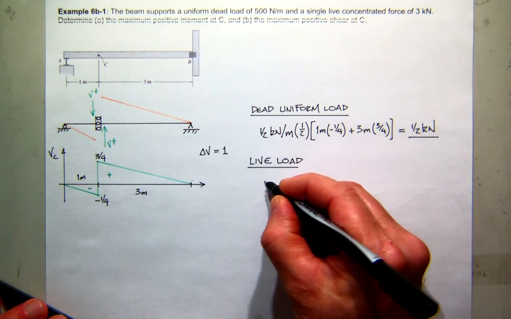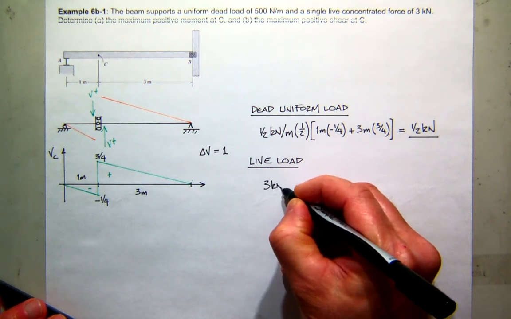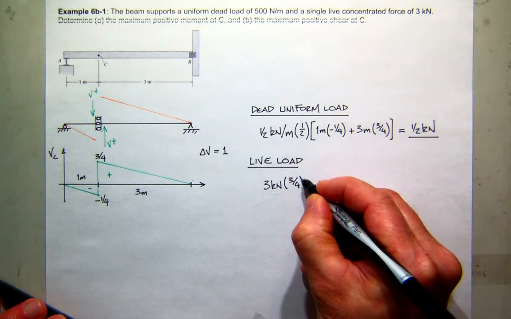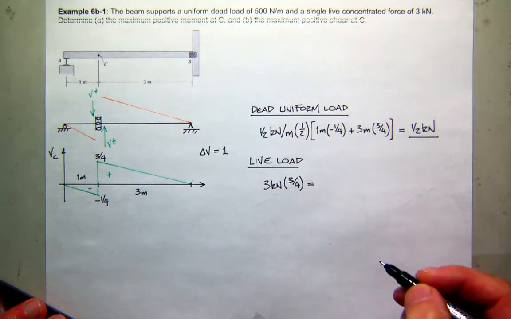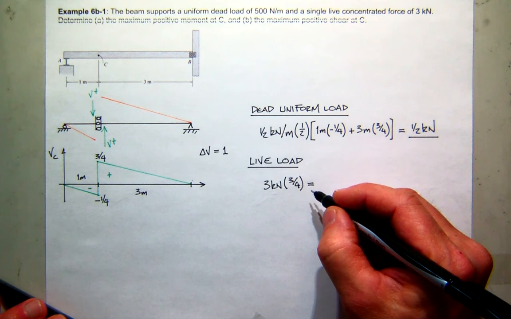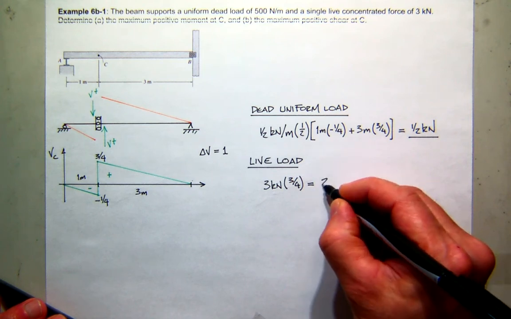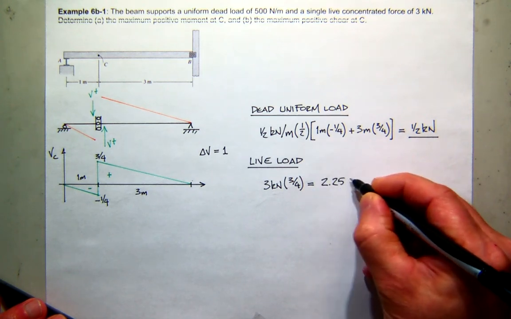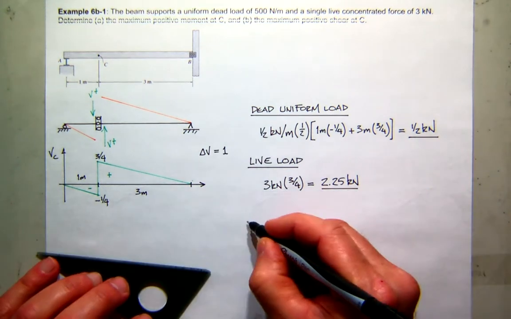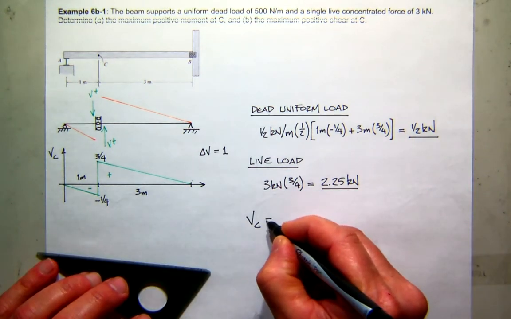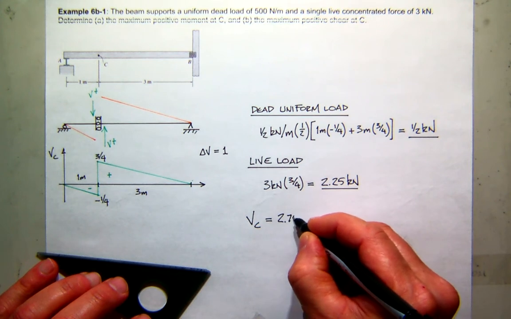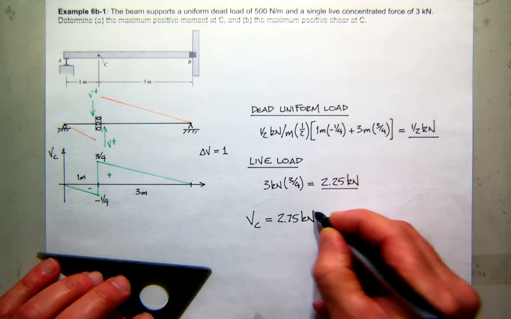So the load is 3 kilonewtons, and the ordinate of the line is 3/4, which is what, 2 1/4? That's 9 divided by 4, right? So that means the maximum shear at C will be these two added together, which will be 2.75 kilonewtons.